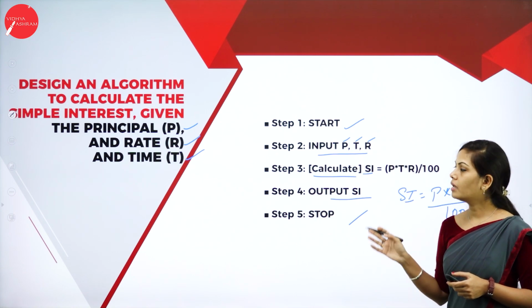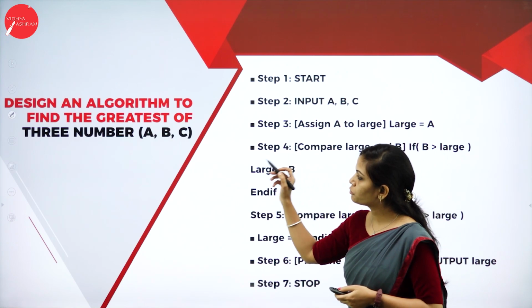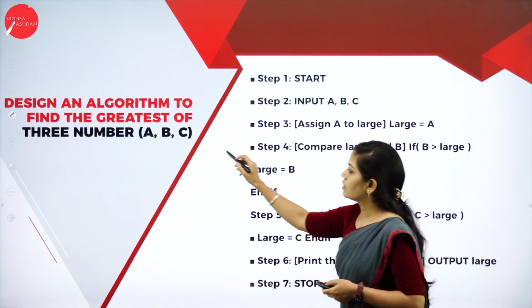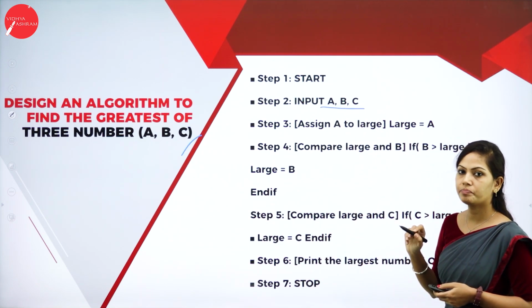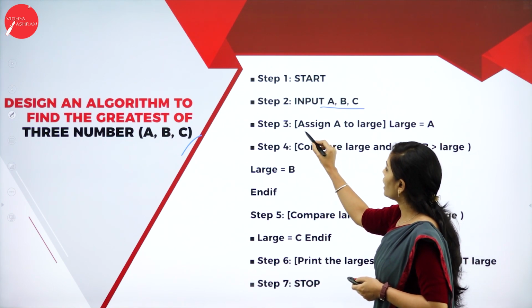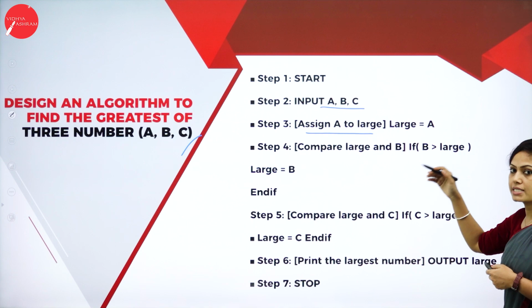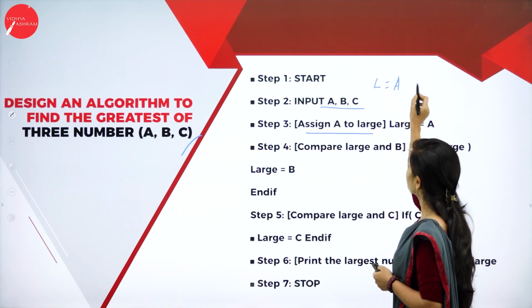So very simple algorithms. Next we have: design an algorithm to find the greatest of 3 numbers. For the greatest of 3 numbers, we have 3 input data, that is input A, B, C. And here we assign A to large. So large is equal to A. We are assigning A as large. So L is equal to A.